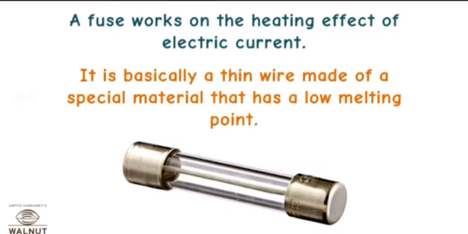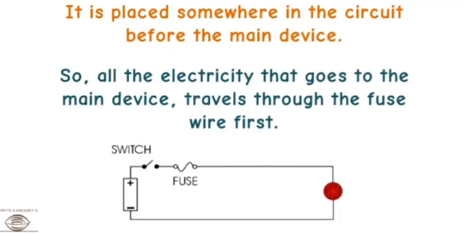So what is a fuse? A fuse mainly works on the principle of heating effect of electric current. It is basically a thin wire made of a special material that has a low melting point. So this is what? This is a fuse. You can see in the picture also.